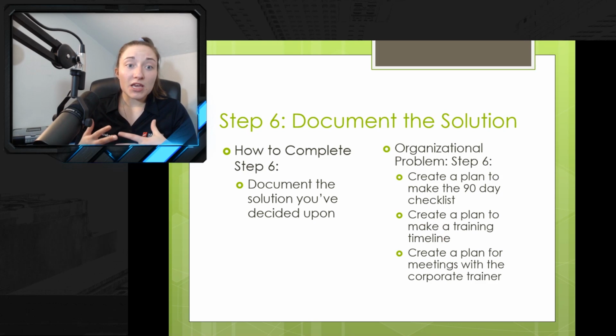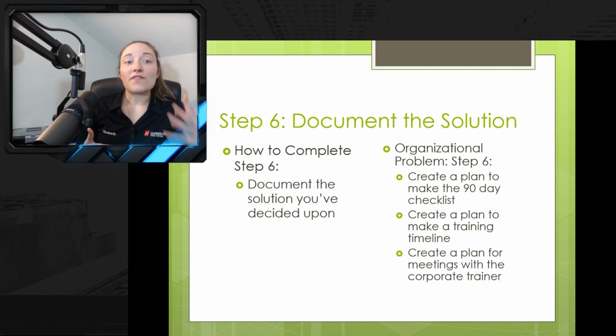Step 6 is going to be to document the solution. So how you complete step 6 in any context, document what you've decided upon. So this is helpful, number 1, if there's potential confusion later with what was decided and agreed upon. And it's helpful also if the solution works, it's really good to already have a process started.